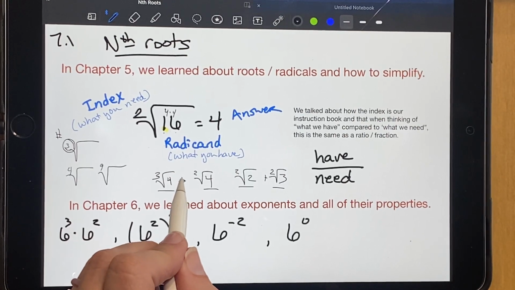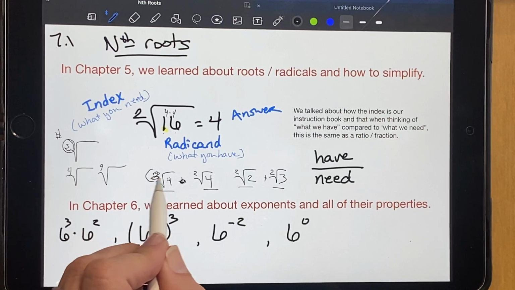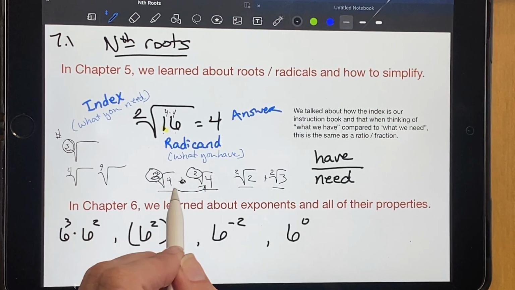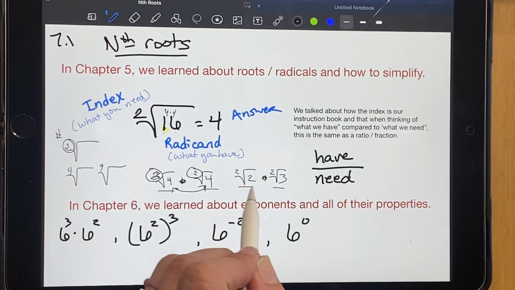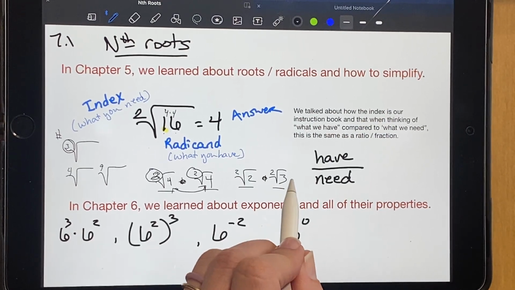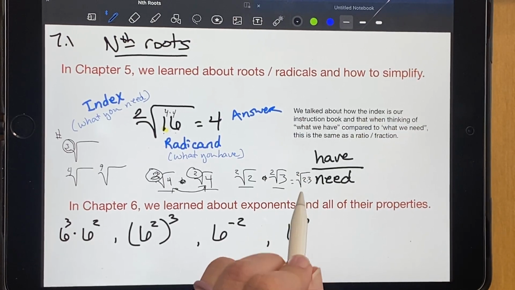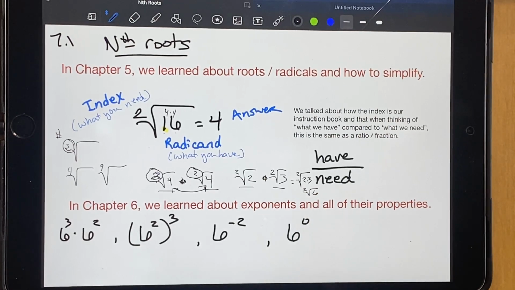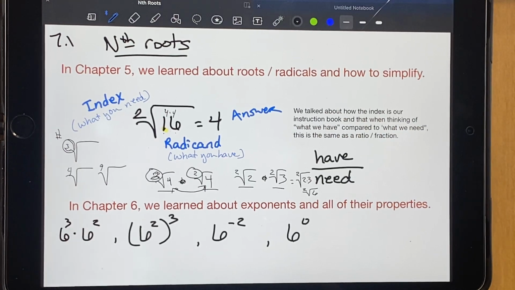When we multiplied them together, the rule was that only your index has to be the same. And then we simply multiply the numbers underneath. So in this case, if we were multiplying the square root of 2 times the square root of 3, that would work. And we could have the square root of 2 times 3, which would now be the square root of 6. So there were those rules that we needed, and those rules are going to be important as we move forward.